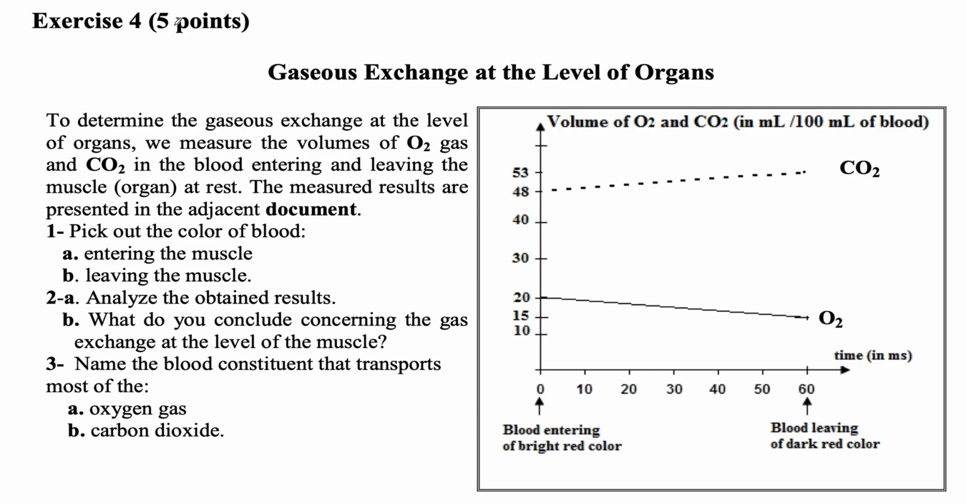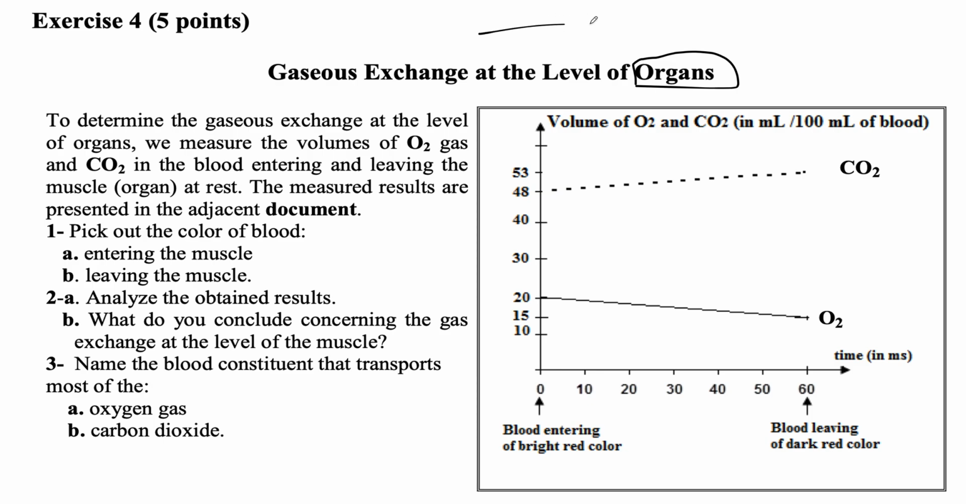So first, let's read the title. It's about the gas exchange at the level of organs. So are we at the level of lungs now? No, we are at the level of organs. At the level of organs, the cells take O2, or consume O2, and give CO2 during their respiration. So to determine the gas exchange at the level of organs, we measure the volumes of O2 and CO2 in the blood entering and leaving the muscle at rest.